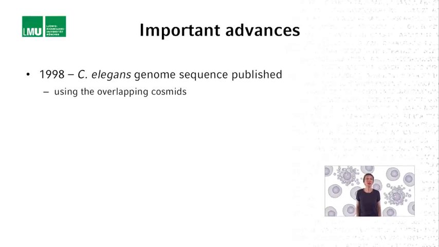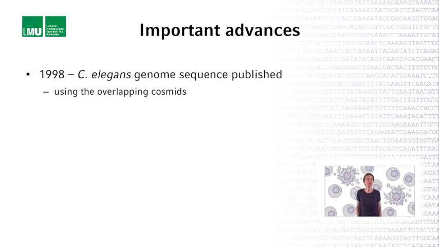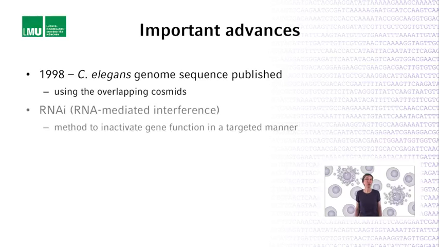In 1998, the C. elegans genome sequence became available. And for this, the set of overlapping cosmids that I just mentioned was used. One therefore didn't need to sequence the minimal rescuing fragment any longer and could right away zoom in on the genes or the transcription units. Around the same time, RNA-mediated interference became available as a new method to inactivate gene function in worms in a targeted manner. That really helped to speed up things once a genomic region had been identified.